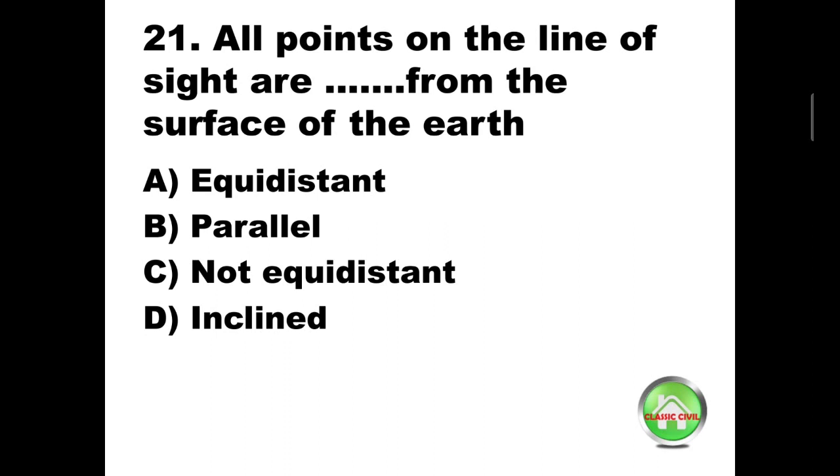Question number 21. All points on the line of sight are dash from the surface of Earth. Option A, equidistant. Option B, parallel. Option C, not equidistant. Option D, inclined. Answer is option C, not equidistant.